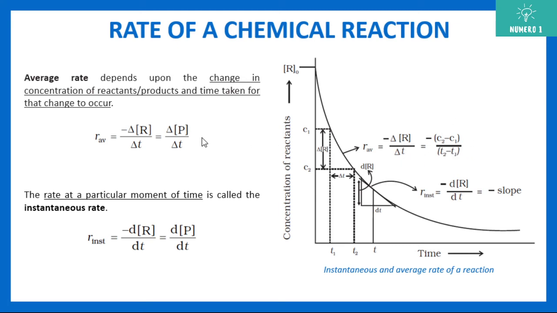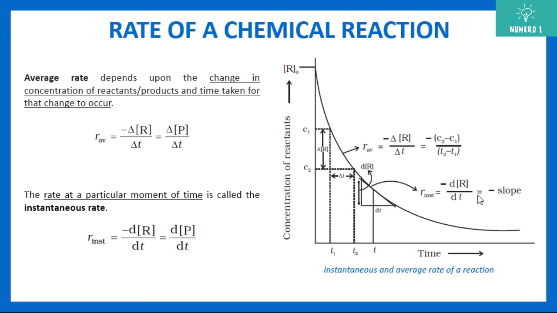Next is instantaneous rate. Instantaneous rate is the rate at a particular moment of time. That means your delta T is nearly equal to 0. So we will use the techniques of differentiation, that is R instantaneous is equal to minus dR by dT or dP by dT. You can see at a given time t, you just draw a tangent here, and what you get is dR, and this is your dT. So this is average rate and instantaneous rate.